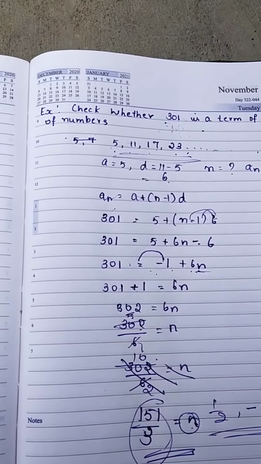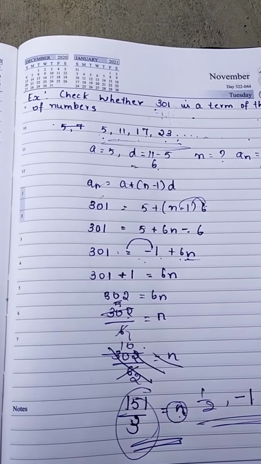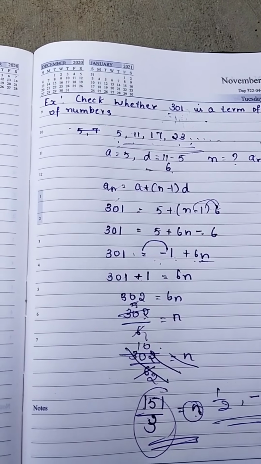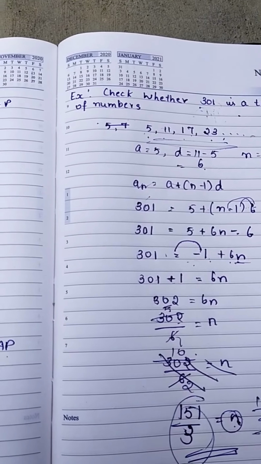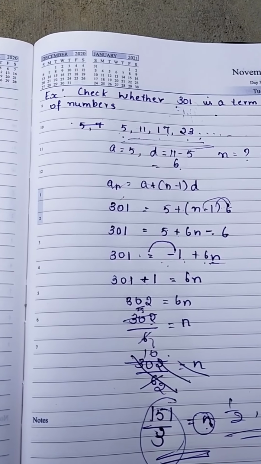Just remember, if they give the number, you have to find the term, that means n. If they give the term, you have to find the number, that is an. That's a common silly difference.